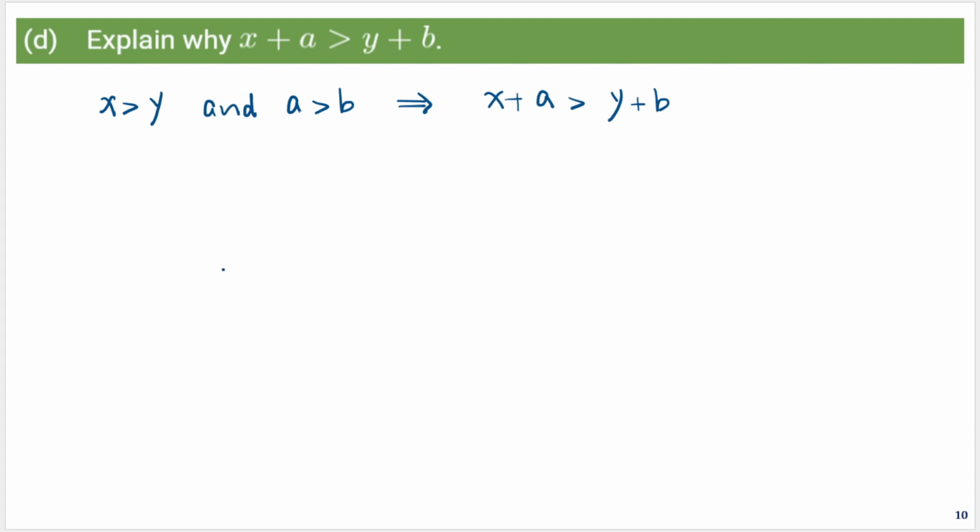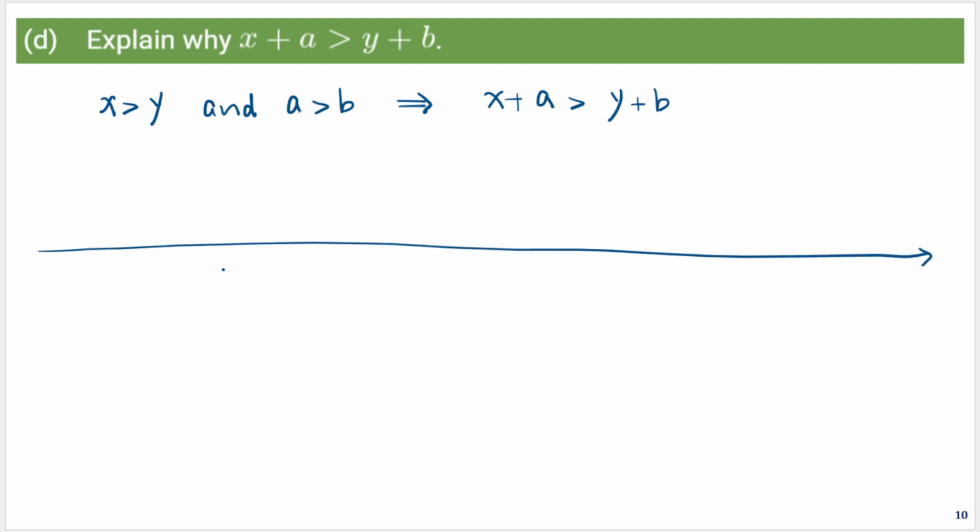Okay, we can do this on a number line. Originally we have x is greater than y and a is greater than b, right? In order to facilitate our discussion, let's suppose a is greater than b and both a and b are positive numbers. Since x is greater than y, we know x is to the right of y, right?